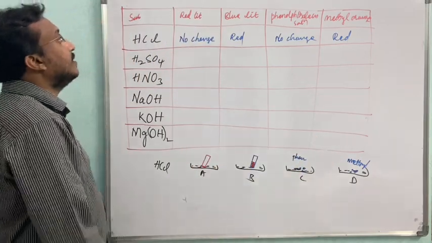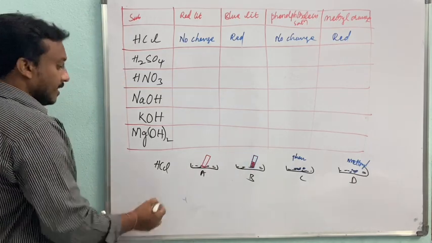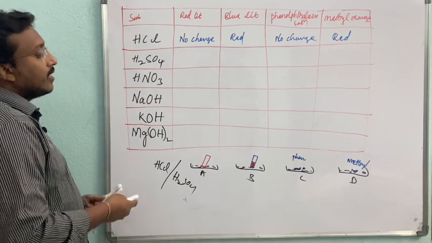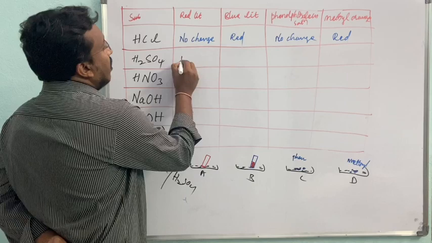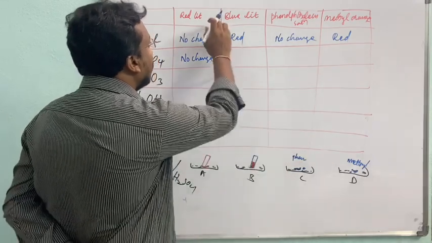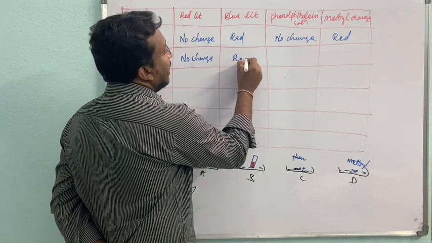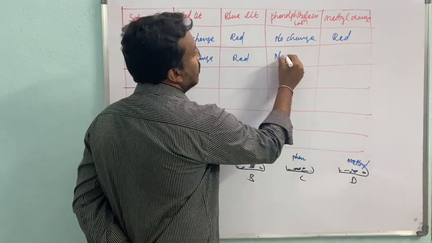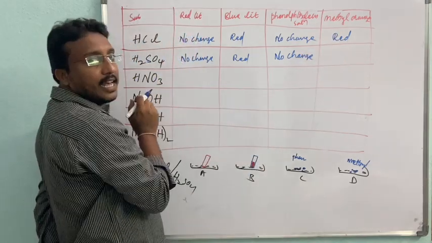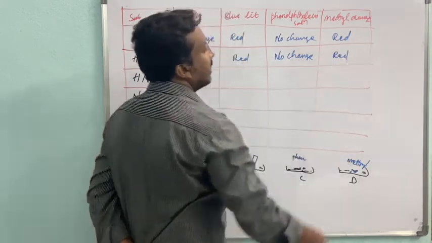Next, in all the 4 watch glasses, take H2SO4. Repeat the same activity with H2SO4. Red litmus paper is as it is, no change. Blue turns into red in color, and phenolphthalein solution also shows no change. When I add methyl orange to the sulfuric acid, H2SO4, it turns into red in color.